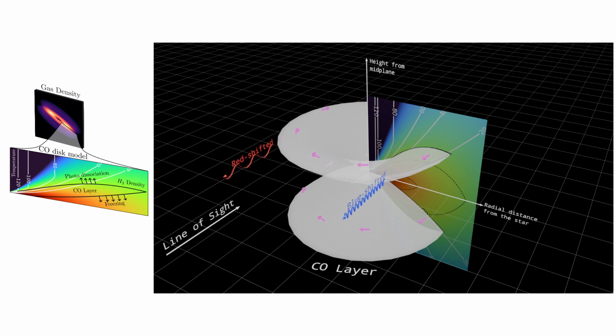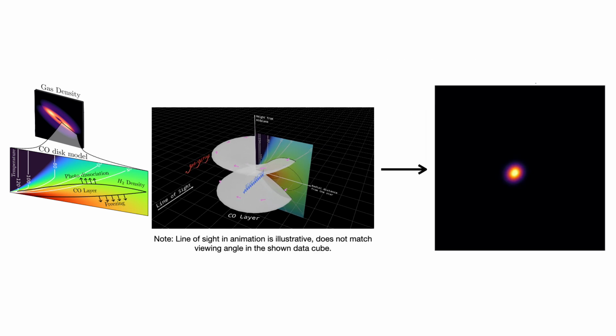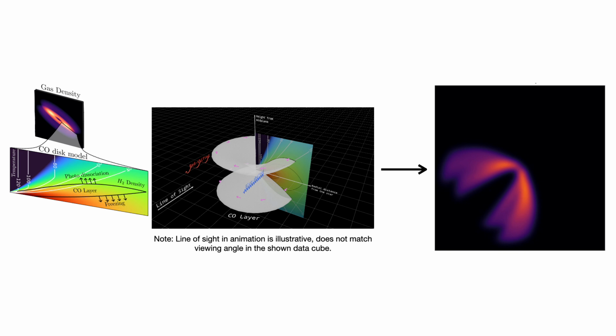In this animation, an illustrative line of sight is shown. We can see that the gas moving away from the observer is detected with redshifted signals, while the gas moving towards the observer is detected with blue-shifted signals. That split shows up as bright regions in different frequency channels on the observation data cube.